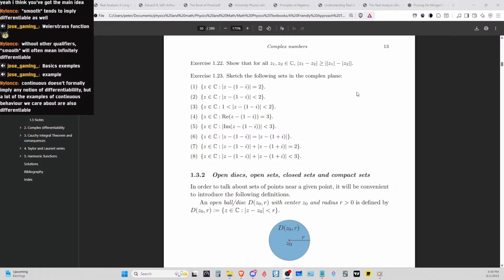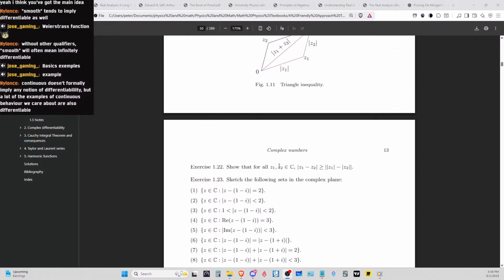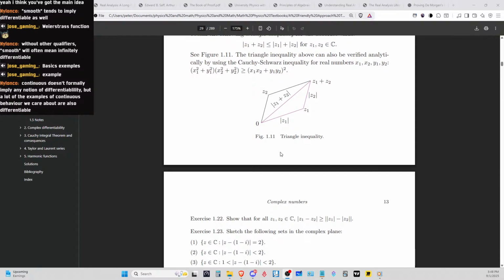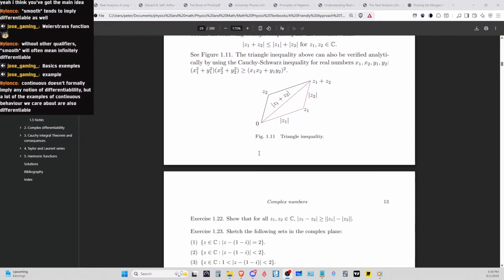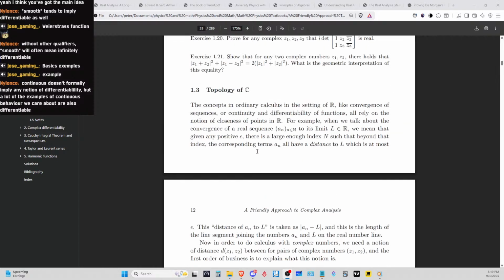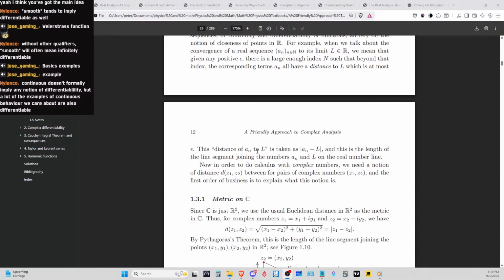Oh, okay, we got some exercises here. What are the exercises? Where's the first one? Let's see, exercise 1.22. Continuous doesn't formally imply any notion of differentiability, but a lot of examples of continuous behavior we care about are also differentiable. Okay. So now I have to think about what it means to be continuous but not differentiable.